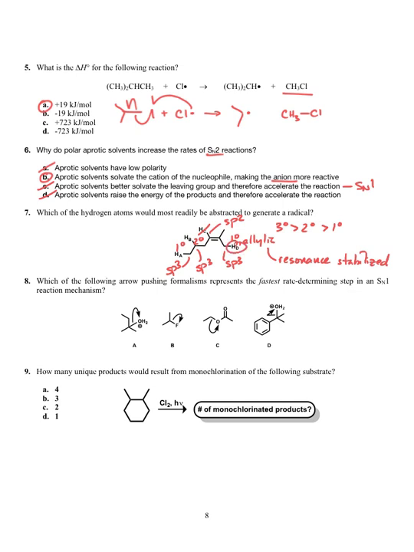Question 8 says, which of the following arrow-pushing formalisms represents the fastest rate-determining step in an SN1 reaction mechanism? So remember the rate-determining step for SN1 was ionization of the leaving group. And so what are you doing in that? You are forming a carbocation. So what you want to do for each of these is classify the carbocation that's being formed after the arrow pushing. For A, you have a tertiary. B, you have secondary, but you have a poor leaving group. C, you have primary. D, you also have tertiary.